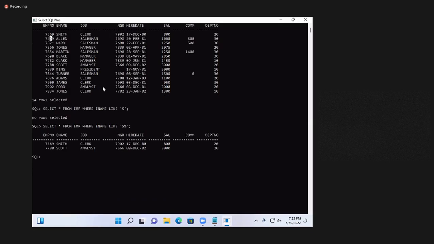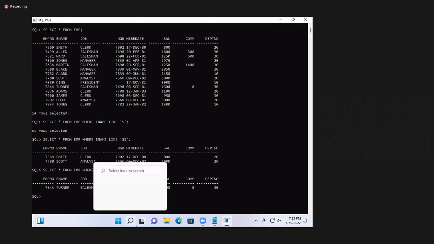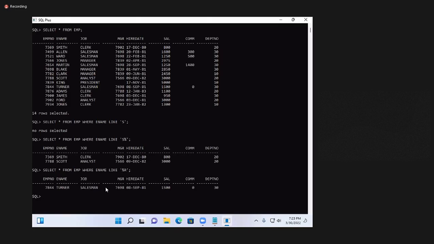So now let me write it here. I want to use percentile R and execute it. Percentile means a group of characters, and my ending character is R. So now it will take out Turner. Now write down and continue these examples.